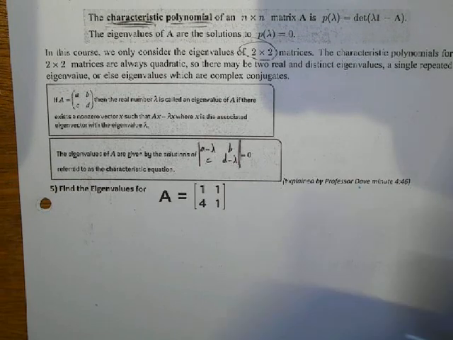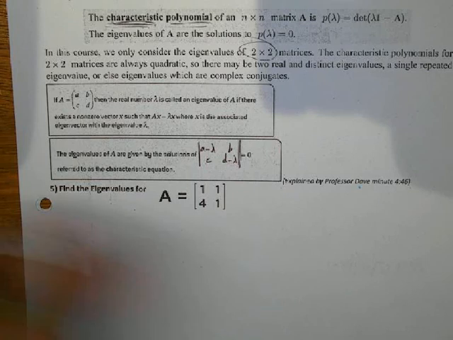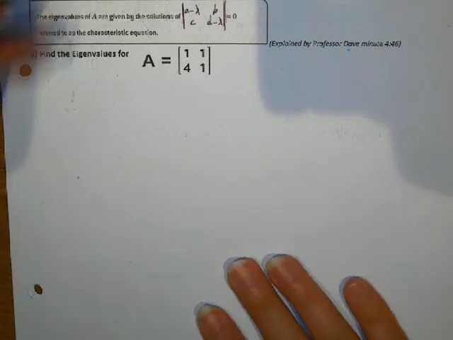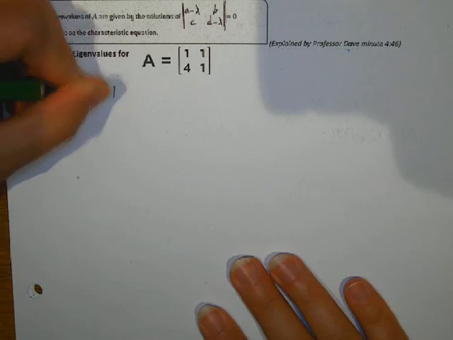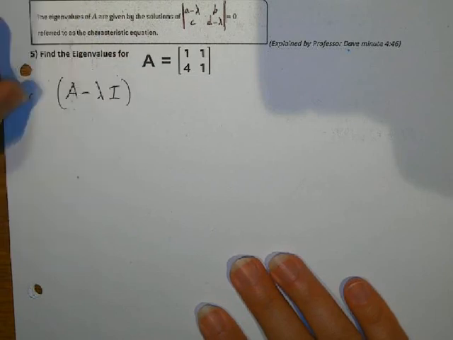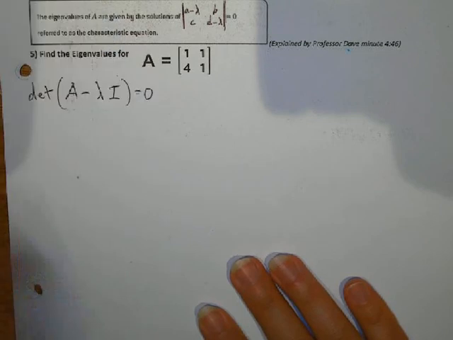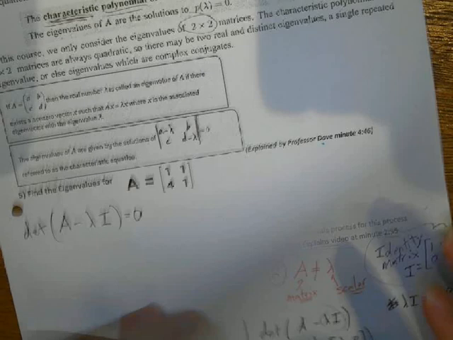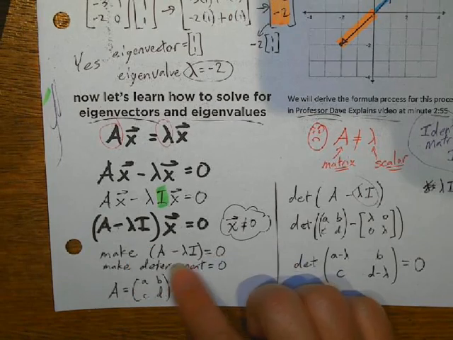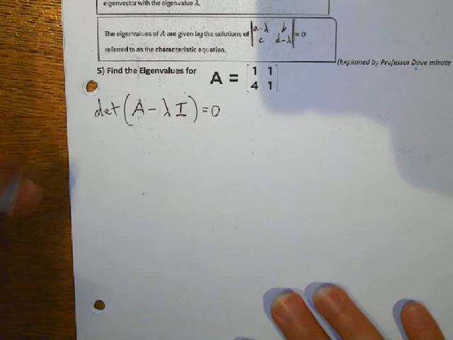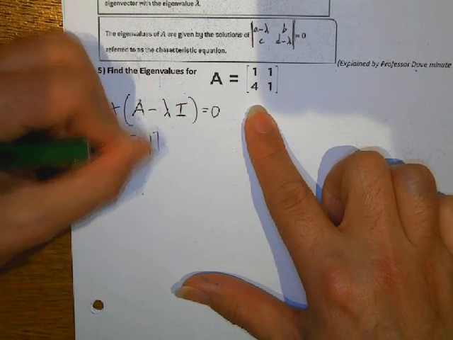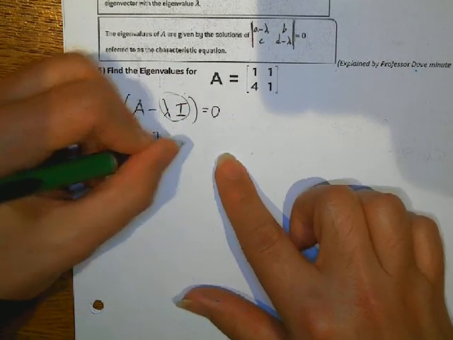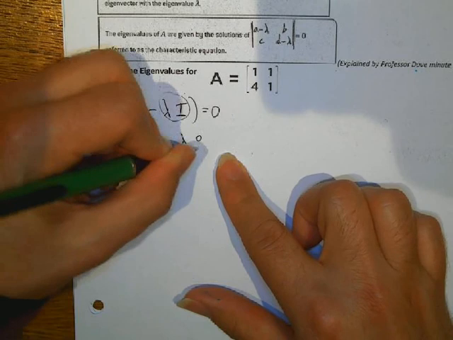Now let's do an example with some numbers. We know that we need to make the determinant of this equal to 0, right? That's what we just did on the previous page. So let's do that. A is 1, 1, 4, 1. And I'm just going to write this as lambda, 0, 0, lambda.